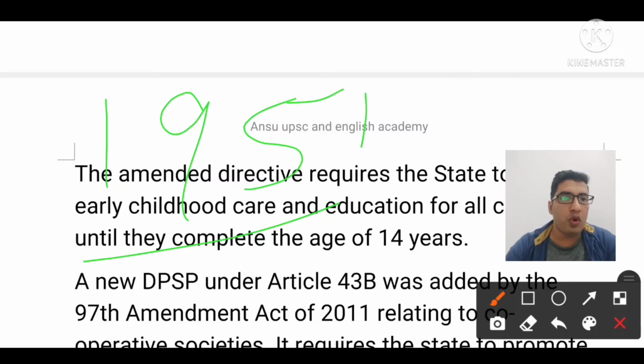But our Supreme Court came up with the doctrine of harmonization, meaning there should be harmonization between the DPSP and the fundamental rights, and nothing is inferior there. Up to that time we were considering the DPSP inferior, but there should be harmonization between the fundamental rights and the DPSP.